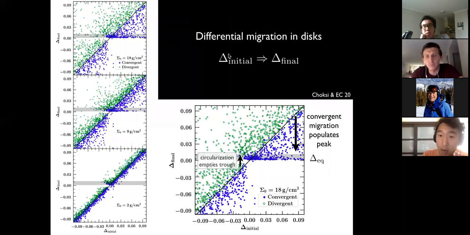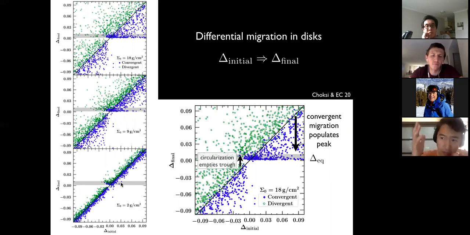We're going to see how some assumed initial separation between a pair of planets, after millions of years of disk evolution, maps to some final separation. So we like these plots because they tell you how delta initial maps to delta final. So every one of these points corresponds to a pair of planets in some simulation.